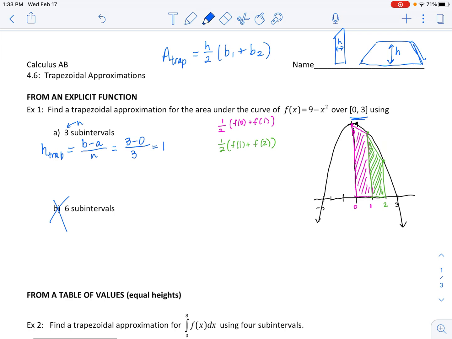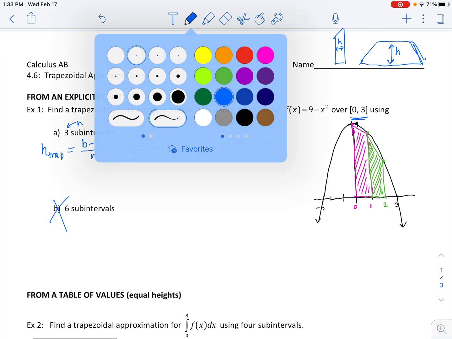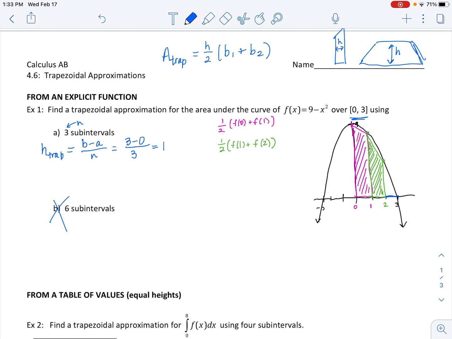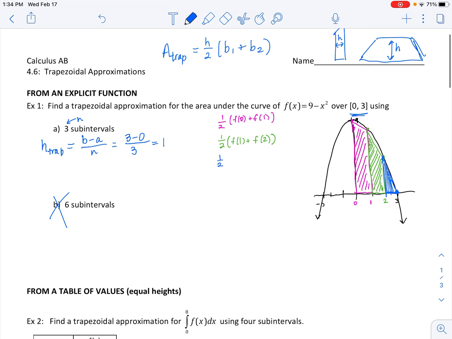And then again, we're going to have this little sharing of bases in the trapezoid that exists between 2 and 3. So when I plug in 2 into the function, I get 5. If I plug in 3, I get 0. So this last trapezoid is technically a triangle. However, it does share the base with the green one, right? So when I write out the blue area, I have 1/2 times f of 2 plus f of 3.